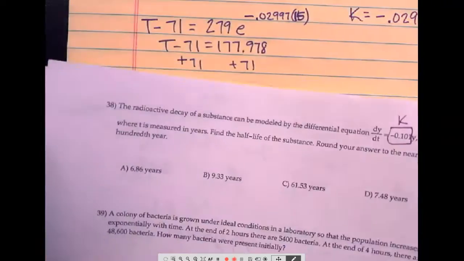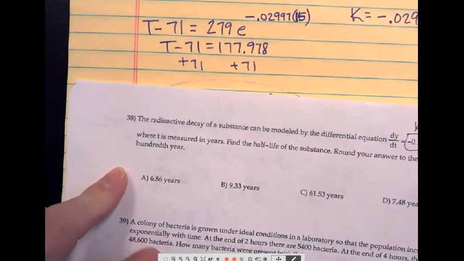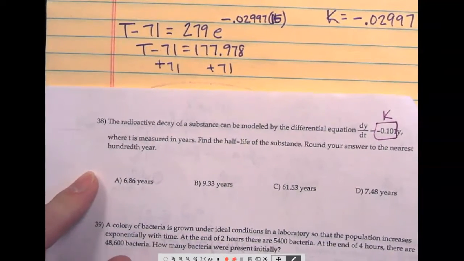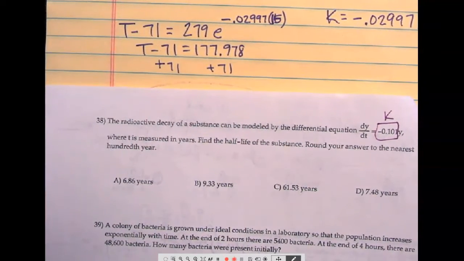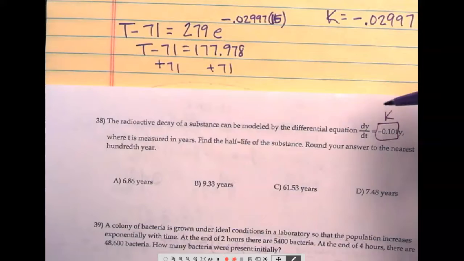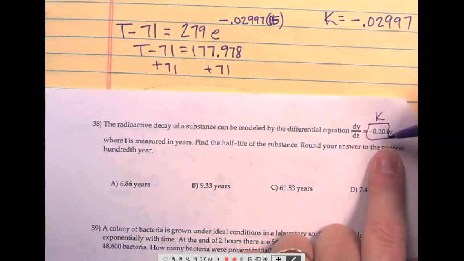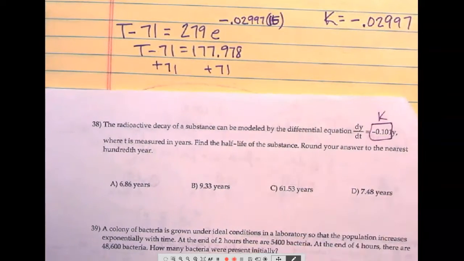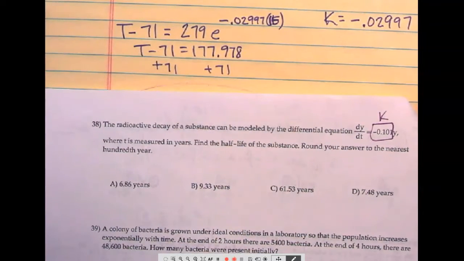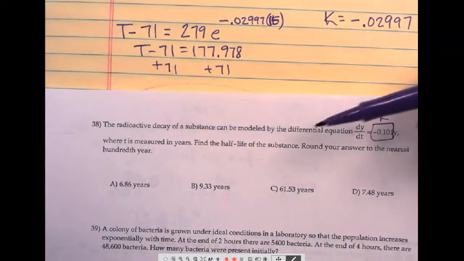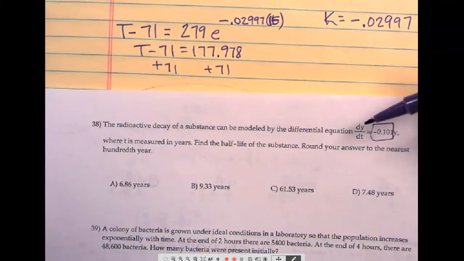Okay, 38. The radioactive decay of a substance can be modeled by this equation. So this equation is K times Y. Anytime they give you this little decimal in front of Y, that's telling you the rate that it's changing. So there's your K value. Find the half-life of the substance.